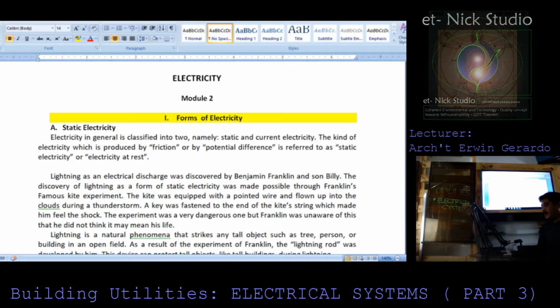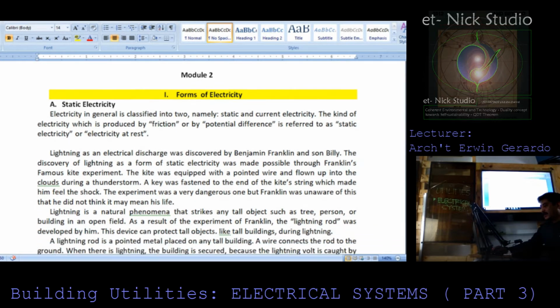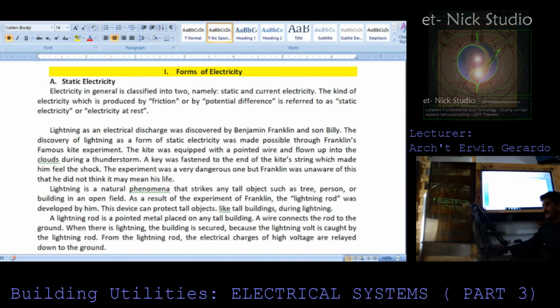Electricity in general is classified into two, namely static and current electricity. The kind of electricity which is produced by friction or by potential difference is referred to as static electricity, or electricity at rest.